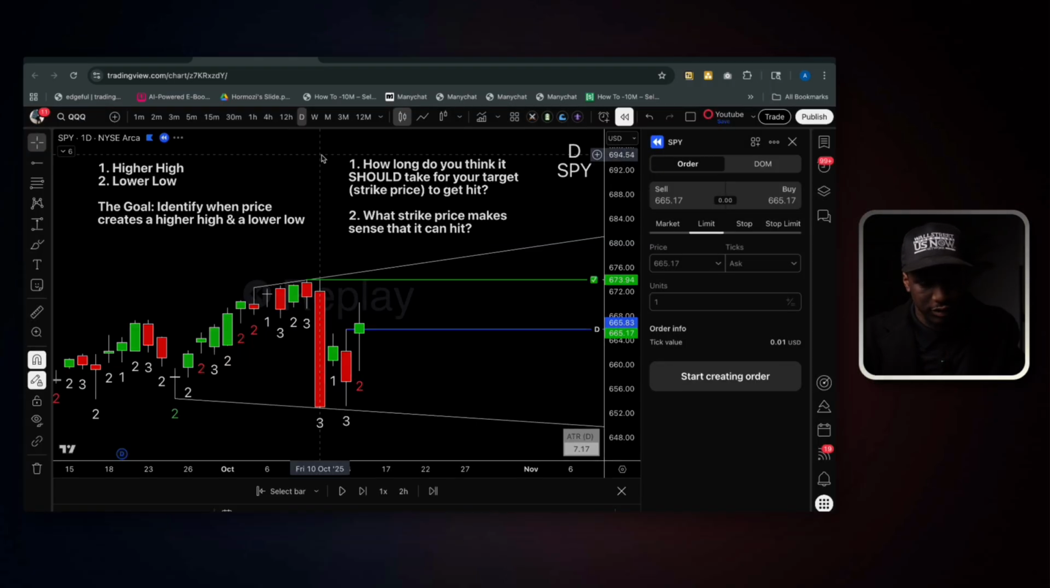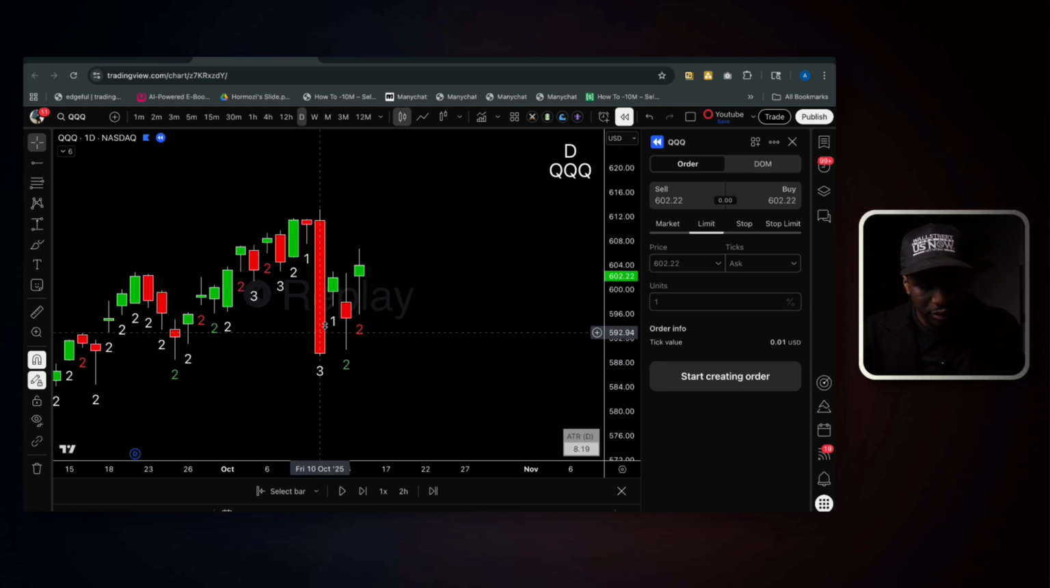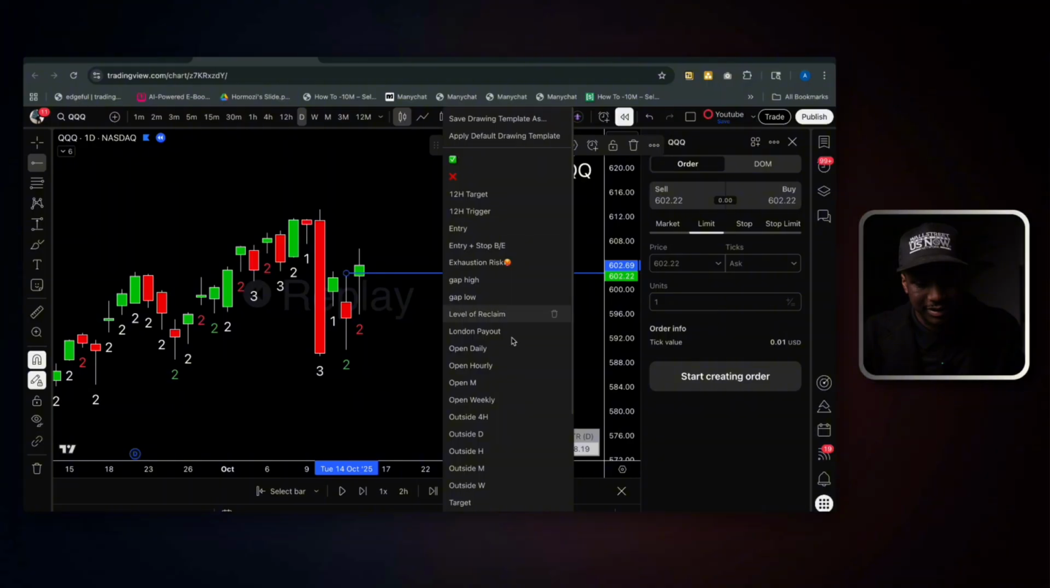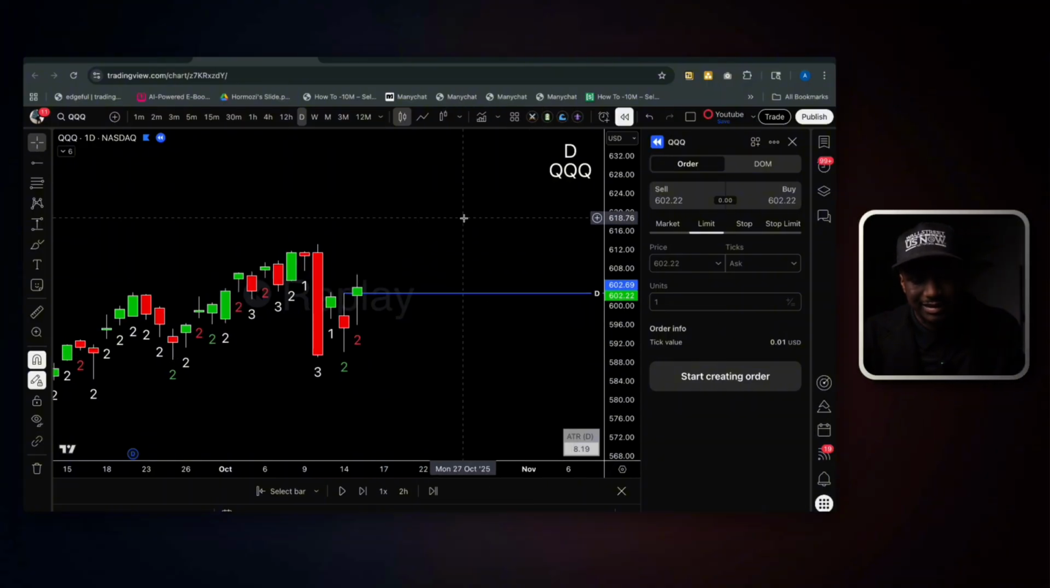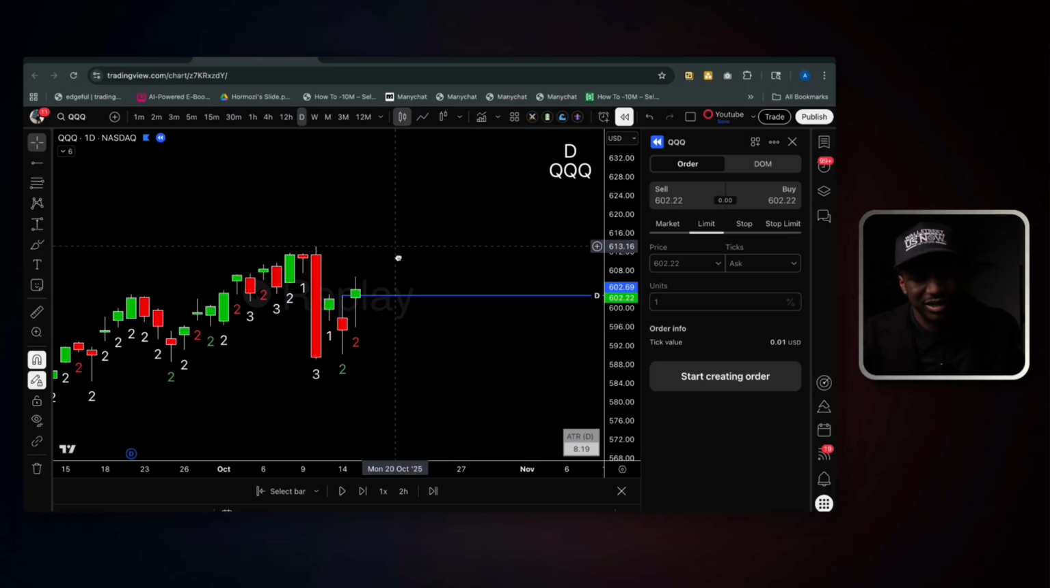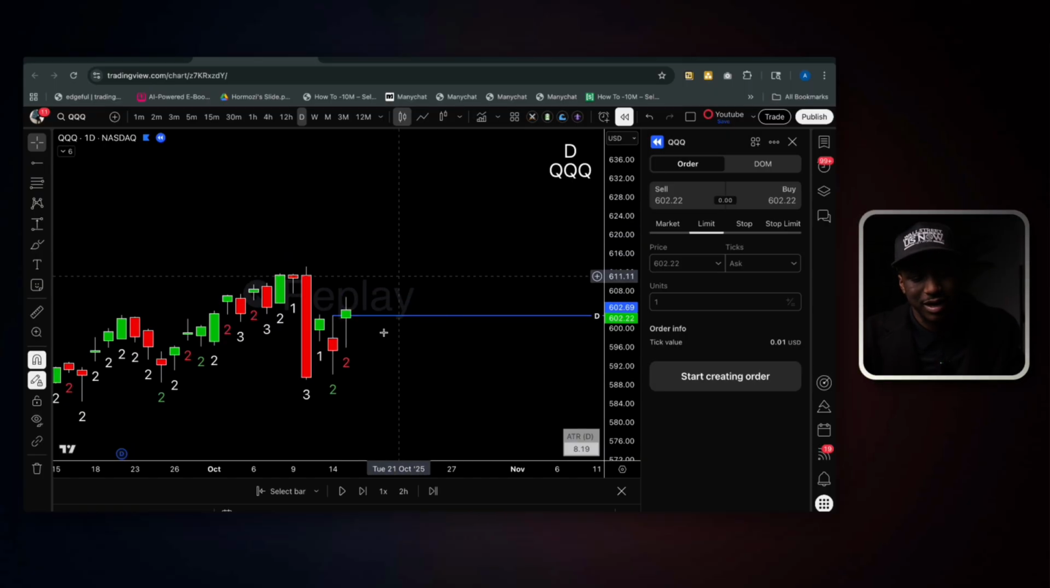So let me switch over to QQQ just to show you what it looked like. Boom. 1, 2 down, 2 up reversal. That was my entry. I put $6,000 into that, right? Betting on it going higher. If I'm not mistaken, I got 615 calls because it was playing around that 615 level. And then it started going crazy.